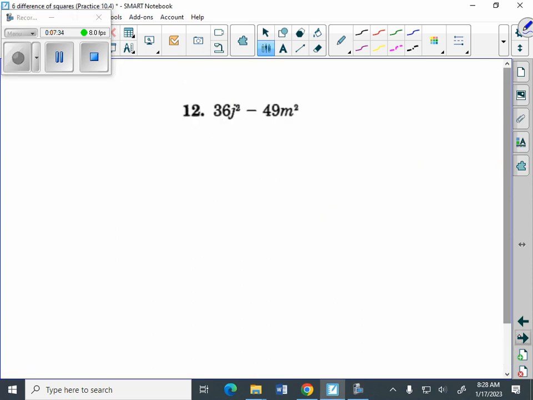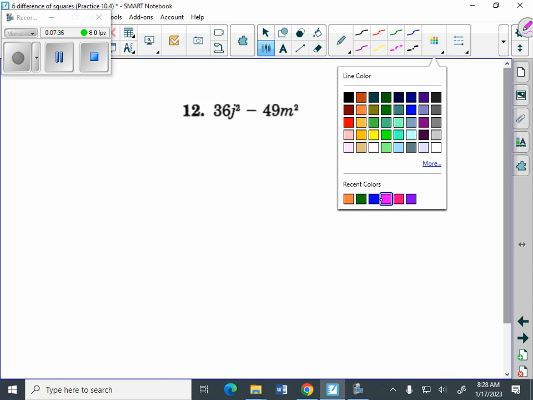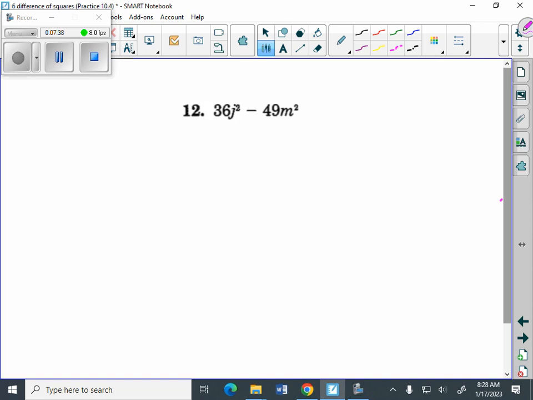Problem 12. Once again, the pattern here is that we look: do we have 2 terms? By the way, the technical term for 2 terms is binomial. And do we have a minus sign? And the answer is yes to both of those. So we're going to start with our 2 parentheses, and then we're going to break it apart.